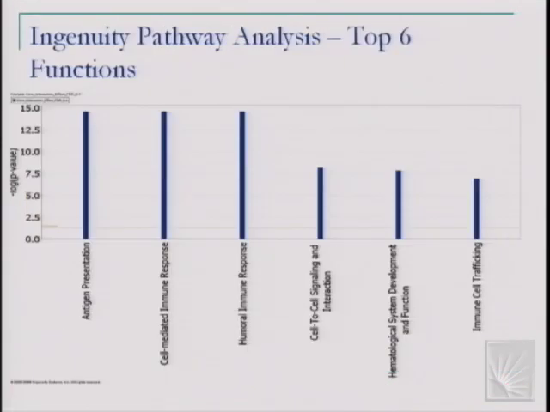When we take those 100 proteins and put them in Ingenuity Pathway, we can see that the top 6 functions are hitting a lot of things that make sense in terms of his proposed biology: antigen presentation, cell-mediated immune response, humoral immune response. These things all make sense in terms of the dysregulation with the immune response occurring. So this was extremely encouraging.